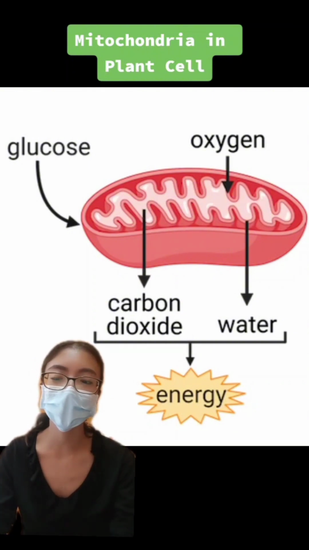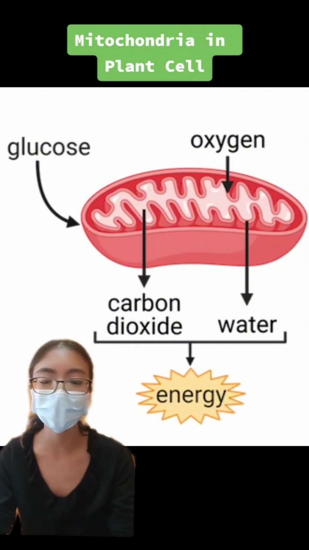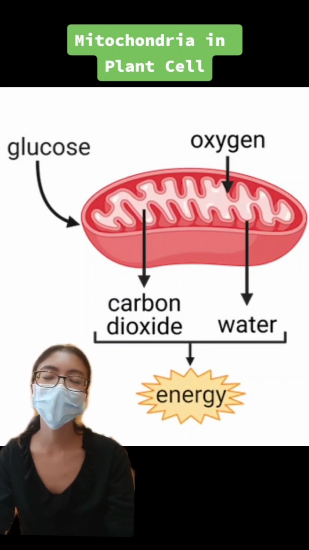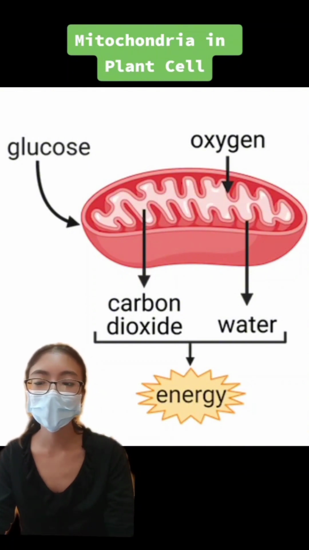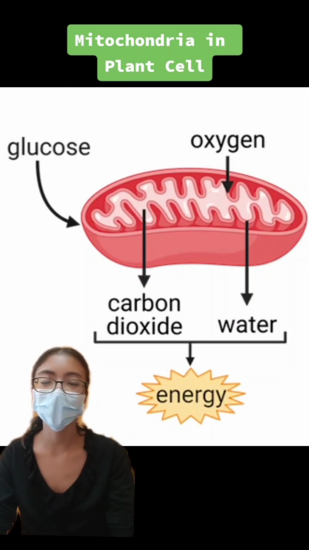Cellular respiration begins in the cytoplasm, where glucose is converted to pyruvate in a process called glycolysis. Pyruvate is converted to acetyl CoA and enters into the mitochondrial matrix to go through the Krebs cycle.